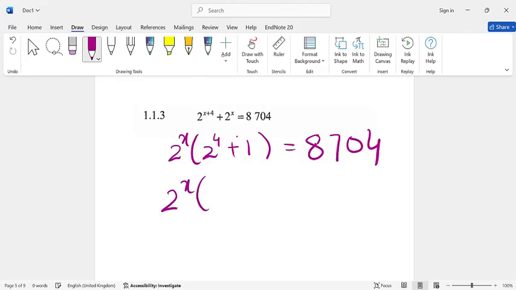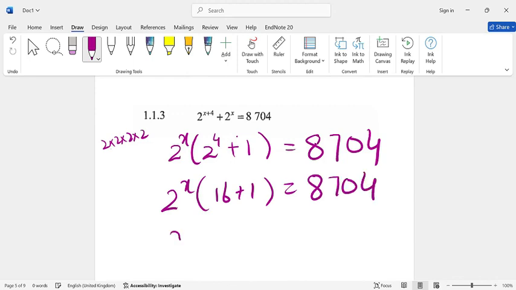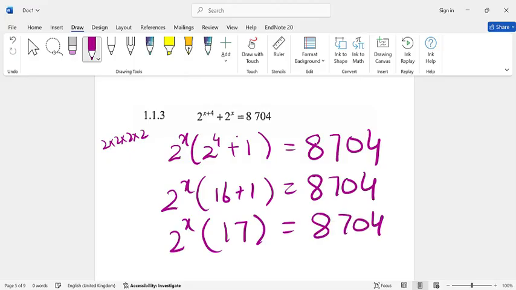We have to multiply 2, 2, 2, 2: 1, 2, 3. So the answer is 16, plus 1 equals 8704. So 2^x times (16 plus 1), which is 17, equals 8704. Okay? Now, what do we have to do next?